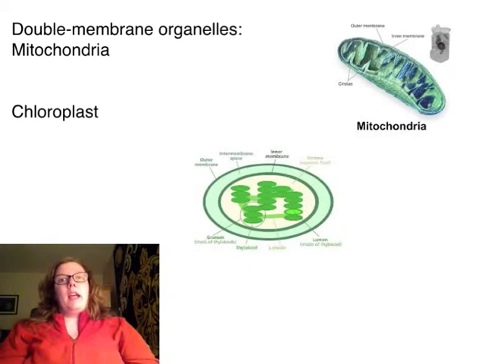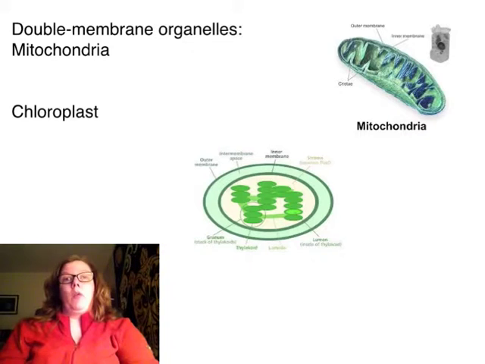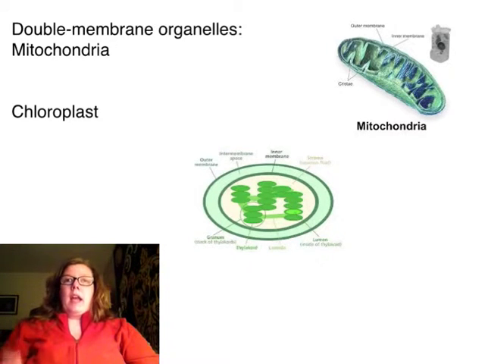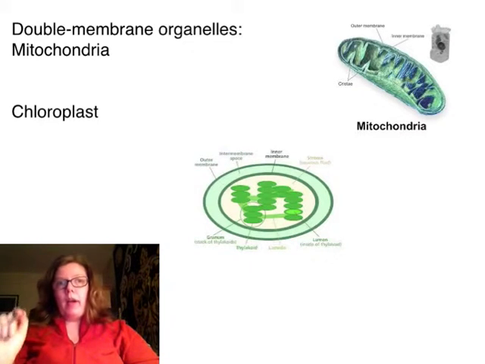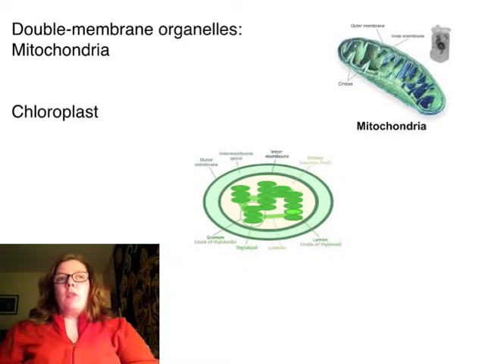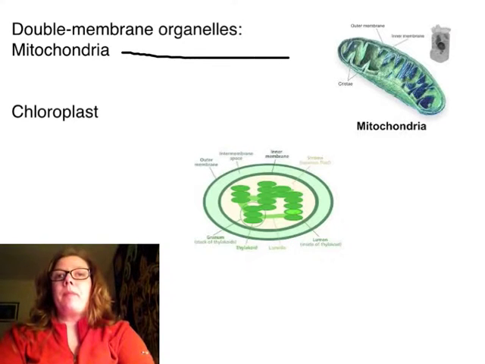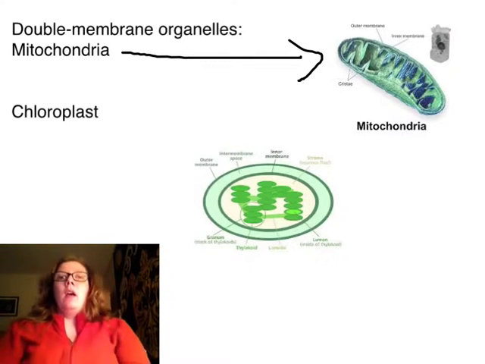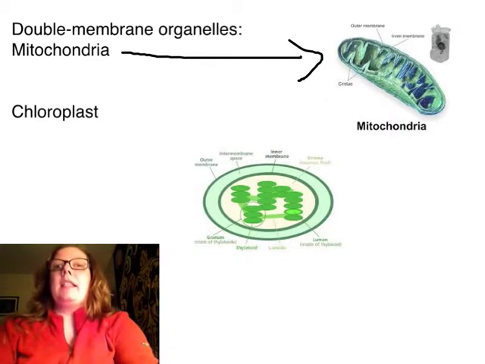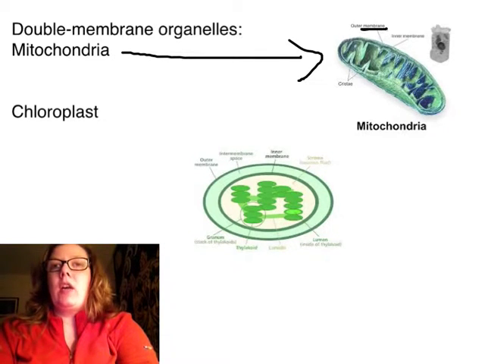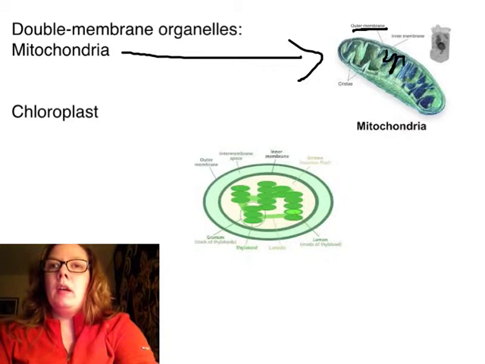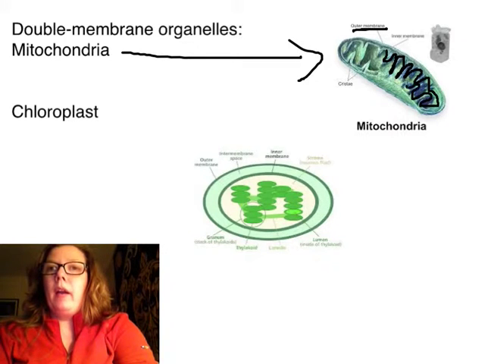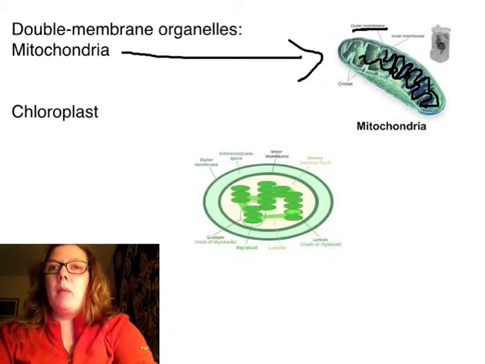Okay, now the next category is the double membrane organelles. These are organelles that have an outside membrane, but then inside there's either a folded up membrane or little discs of membrane. So the first of these is the mitochondria, and that's that guy right there. The mitochondria, you can see, has this outer membrane, and it's listed here and labeled for you. And then inside is this folded up inner membrane, and that's why it's called a double membrane organelle.